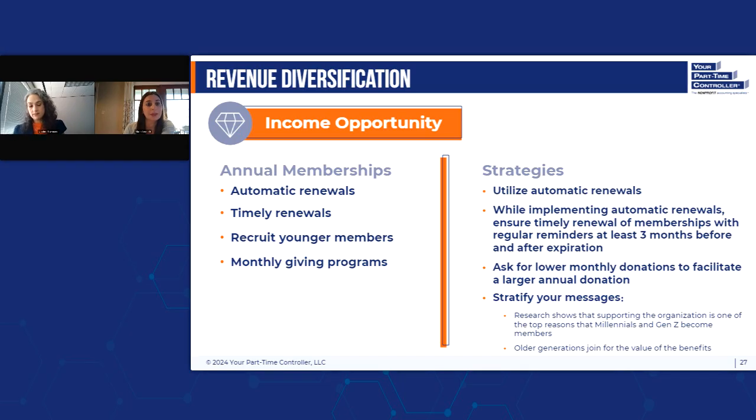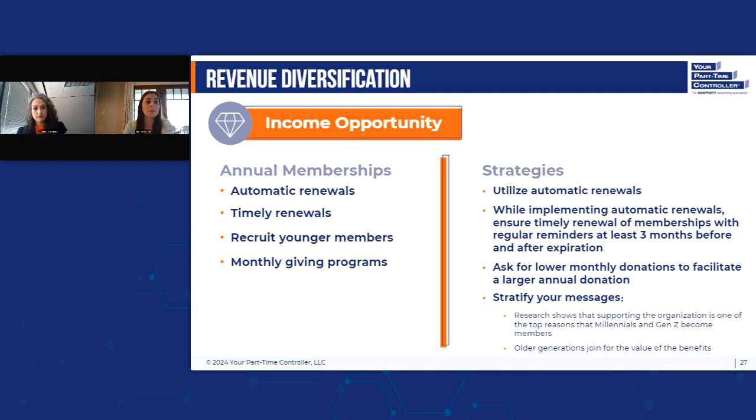And you can also do monthly giving programs, which Justine alluded to earlier. Instead of asking for an annual donation, you can consider whether you could ask for more by making an automatic monthly donation. So that's a great way to ensure steady cash flows between seasonal programs and your fundraising.